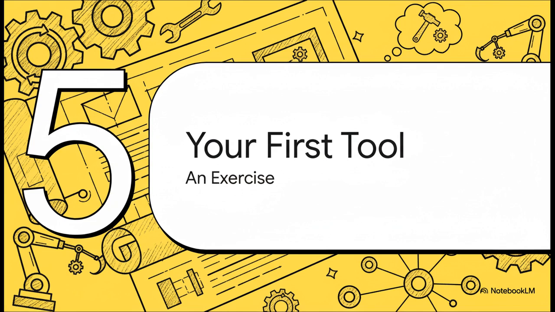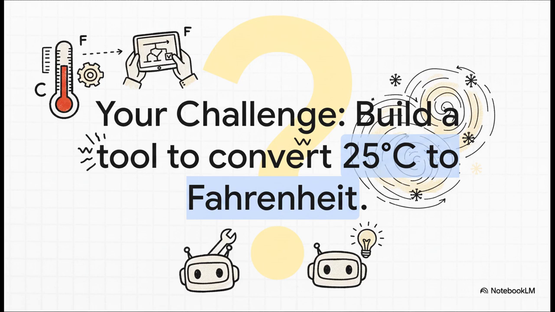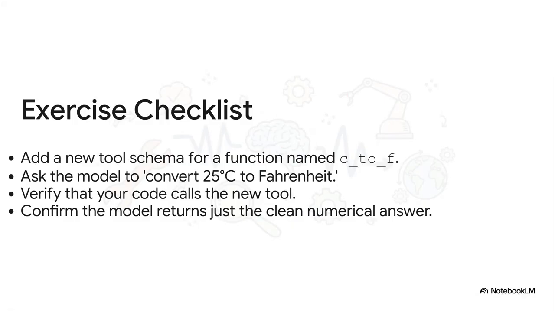Okay, you've got the theory, you know the pattern, and you know what landmines to avoid. So there's only one thing left to do, right? Let's get our hands dirty and actually build something. So here's your challenge, and it's a great first step. Can you build a simple tool that lets the model convert Celsius to Fahrenheit? It's basically the hello world for AI tools, and it uses everything we just talked about. So what's the game plan? First, you're going to add a new tool schema for a function. Let's call it C to F. Then, just ask the model a simple question, like convert 25 degrees C to Fahrenheit. And what you're looking for, the sign of success, is that your code actually calls your new tool and that the model just gives you back the clean, correct number. No fluff, no extra chatter, just the answer.